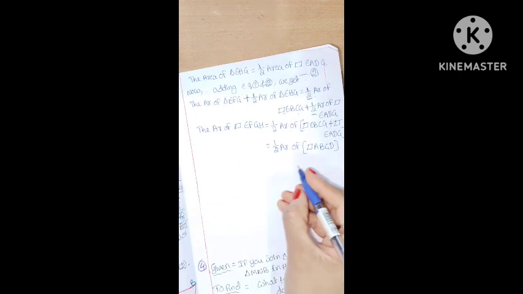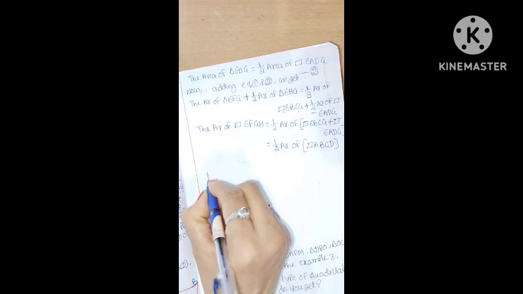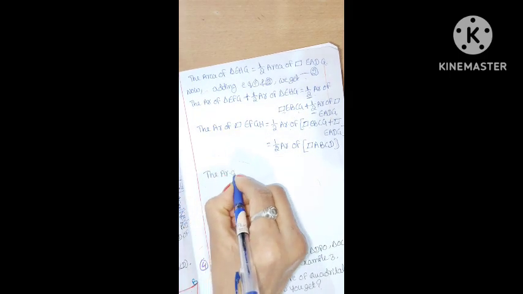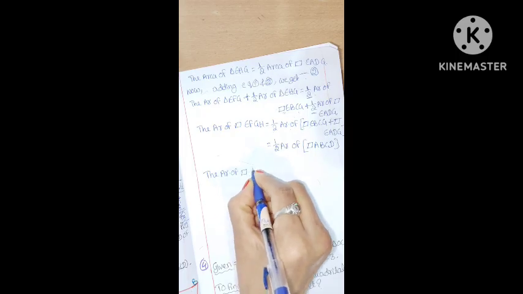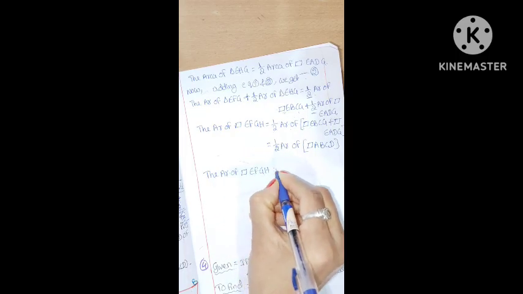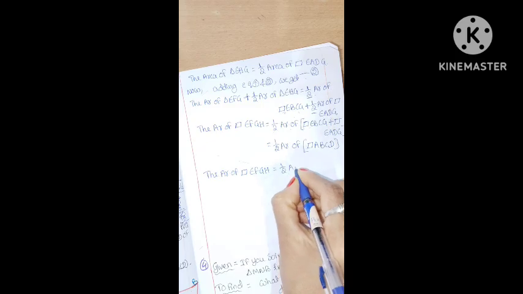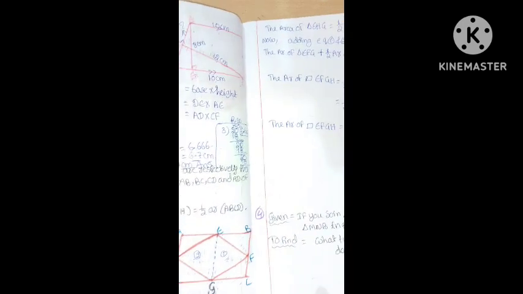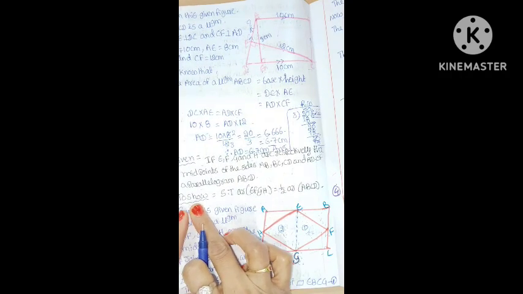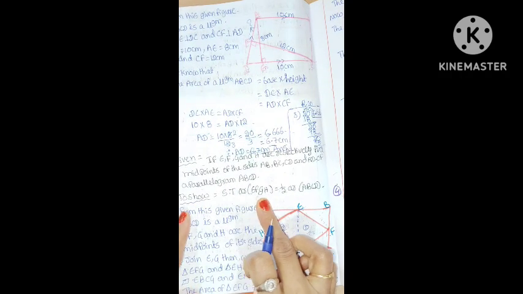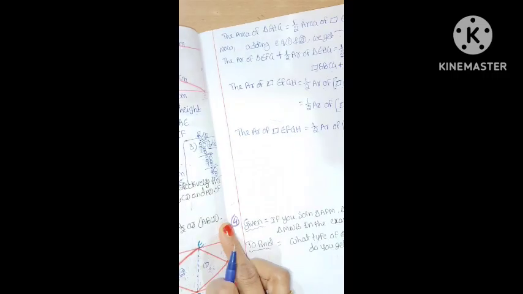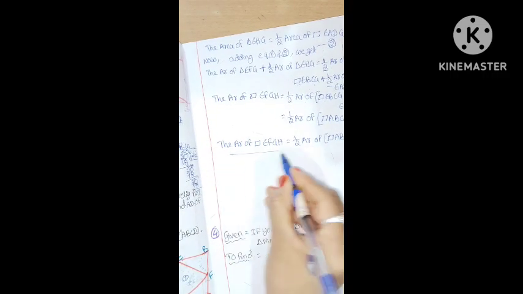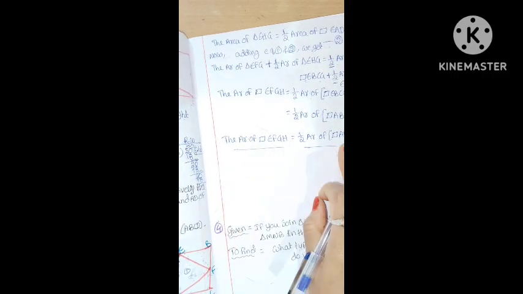Okay, are you clear? So here the area of parallelogram EFGH is equal to half of the area of parallelogram ABCD. This is what was asked in the given question. We have to show this only: area of EFGH equals half of the area of ABCD. So, yeah, hence it is proved.